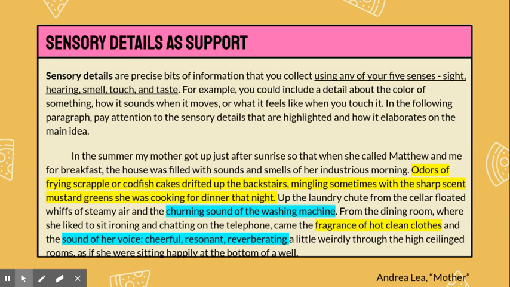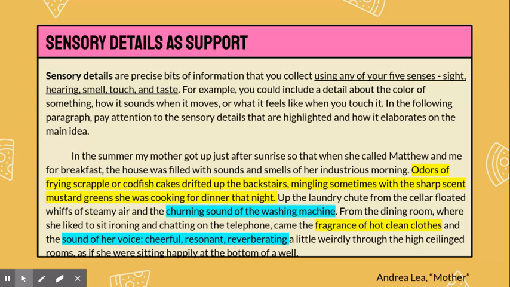Sensory details as support. Sensory details are precise bits of information that you collect using any of your 5 senses: sight, hearing, smell, touch, and taste. For example, you can include a detail about the color of something, how it sounds when it moves, or what it feels like when you touch it. In the following paragraph, pay attention to the sensory details that are highlighted and how it elaborates on the main idea.